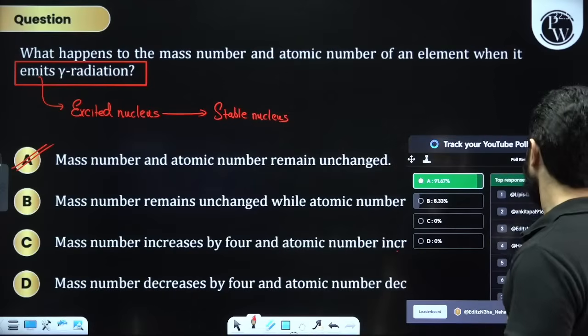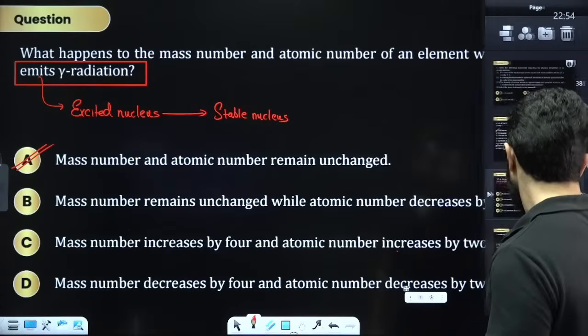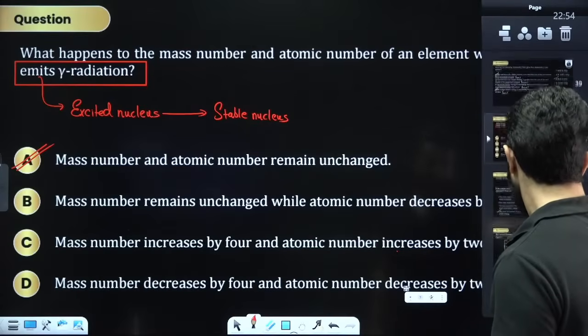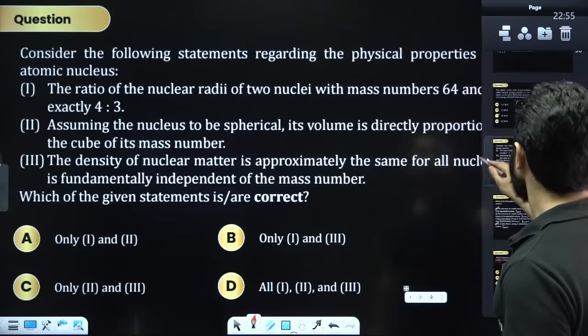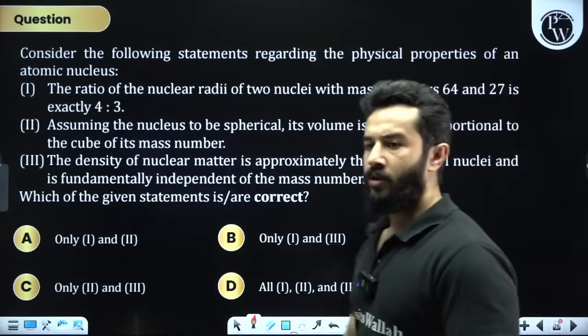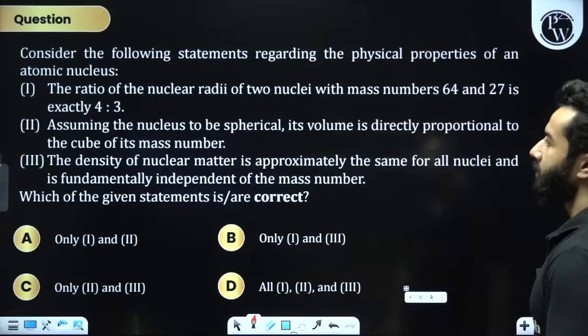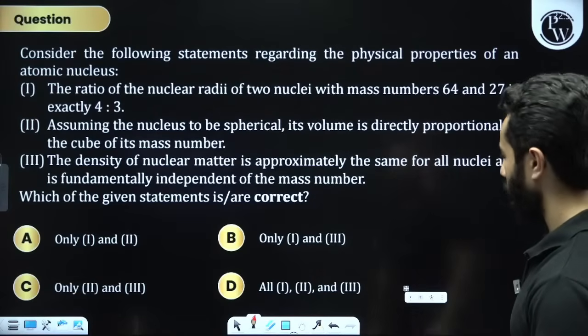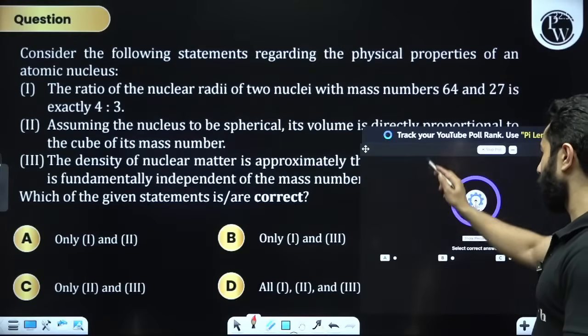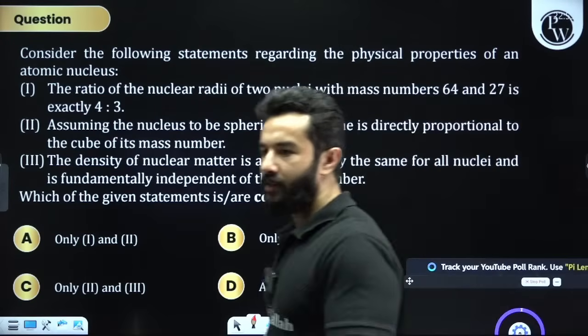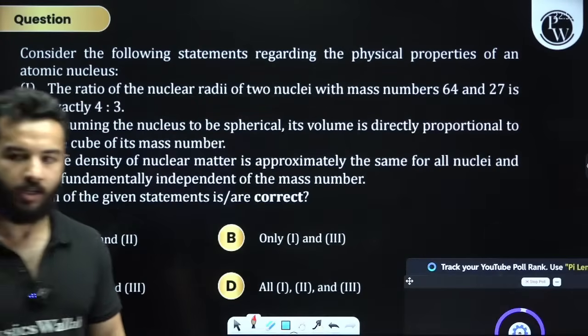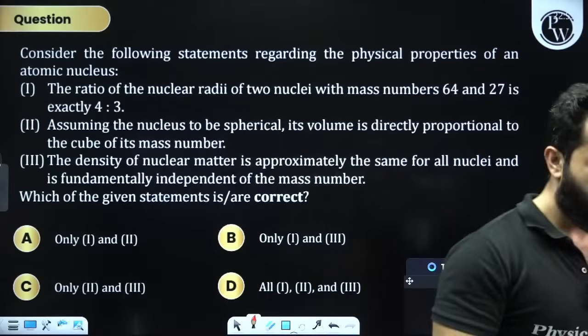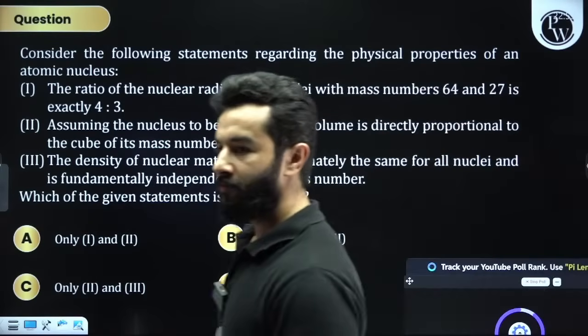Very good. Last question. I think we have solved all questions of today's class. Consider the following statements regarding the physical properties of the atomic nucleus. Chalo, solve this in 60 seconds, everyone. Then I'll show you the leaderboard. Okay. Come on.